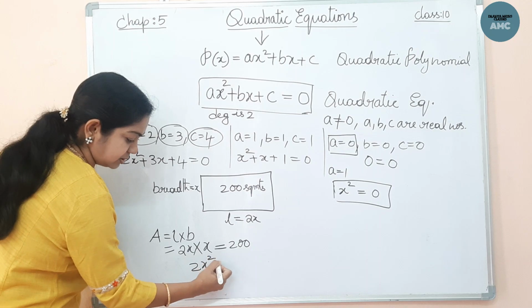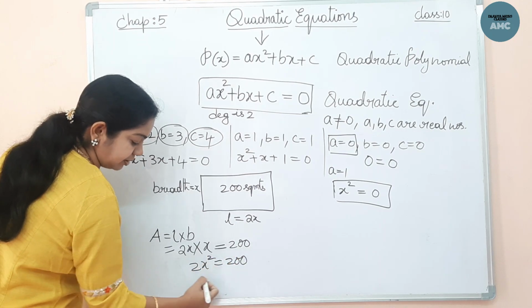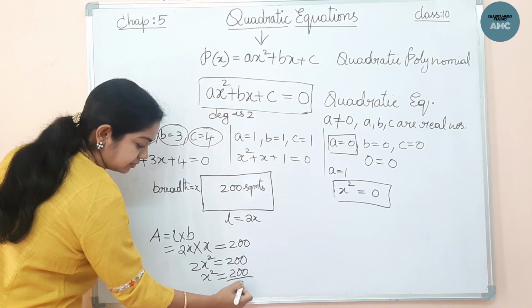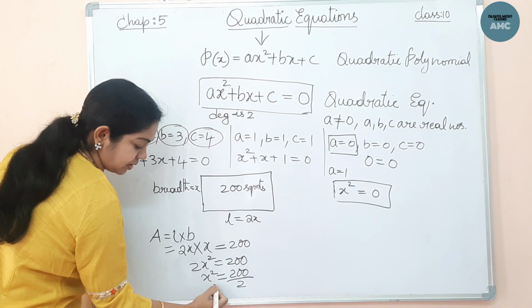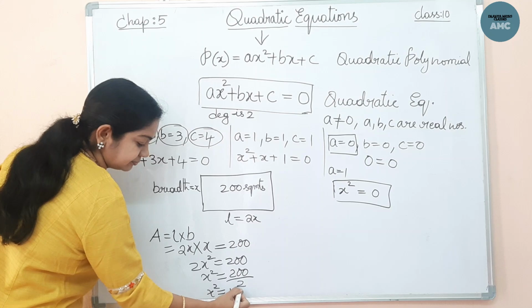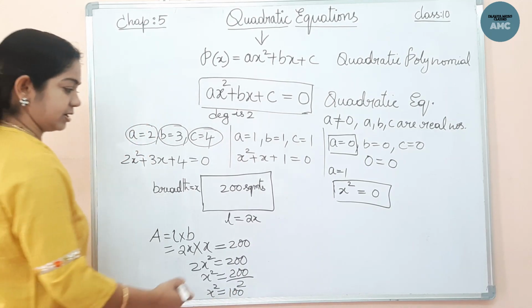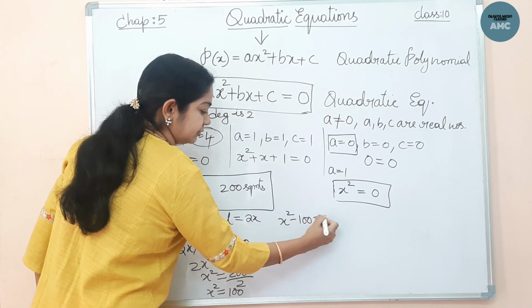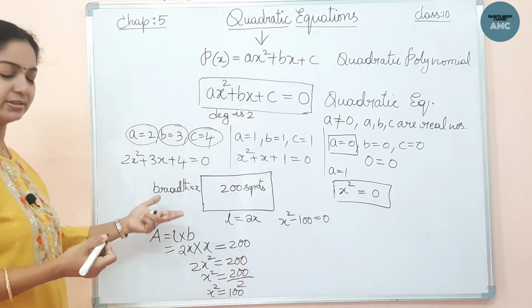2x square equal to 200. Now if I take 2 to the other side, it comes to division, that is x square equal to 100. Okay, this is a quadratic equation, x square minus 100. So this is a real life situation.